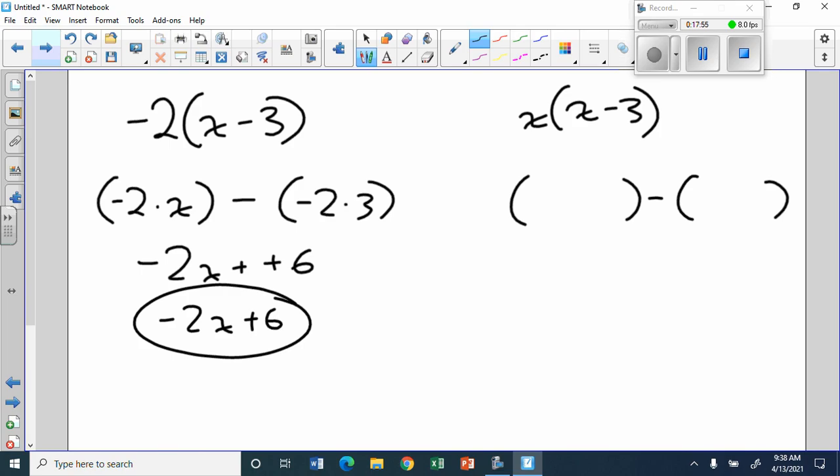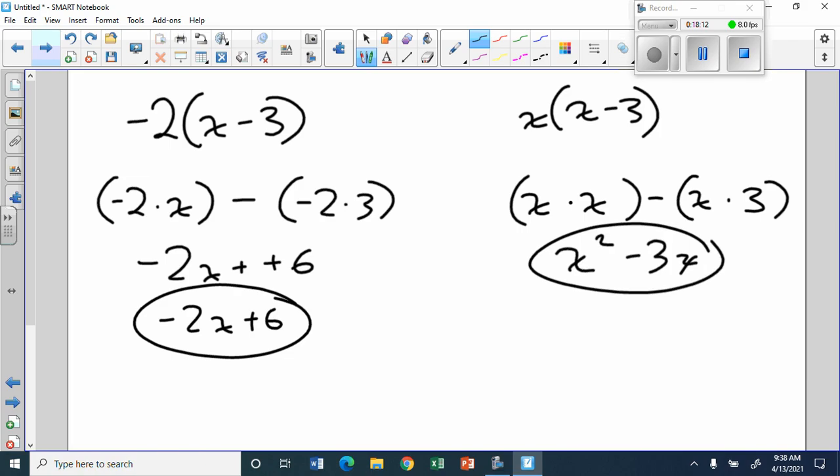Is there anything you need to change on the other one? Here, I'm distributing x. So it's x times x, and it's x times 3. X times x is? Minus 3x. You had that one. Good job. You put it backwards. Why did you put it backwards? You need to show the distributive step. I will get rid of that and make sure you show the distributive step.